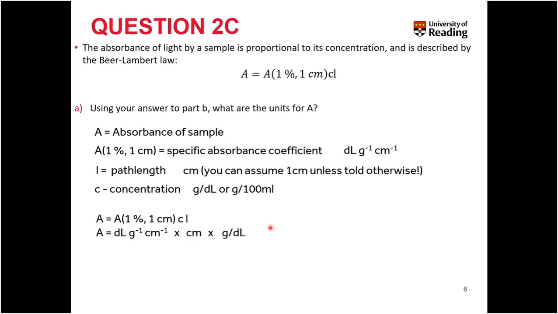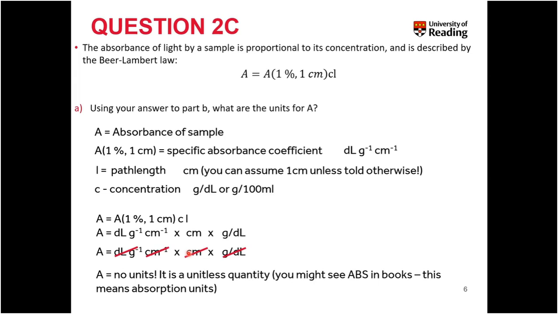Now it turns out that these units all cancel out with each other. So deciliters per gram cancels out grams per deciliter, and per centimetre cancels out with centimetre. So what this means is that A is a unitless quantity. It has no units associated with it. Now, if you are looking in textbooks or in papers, you might see a unit referred to as ABS. This simply means absorption units. There are no formal units associated with absorption.